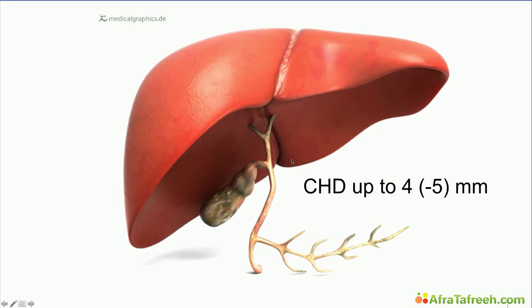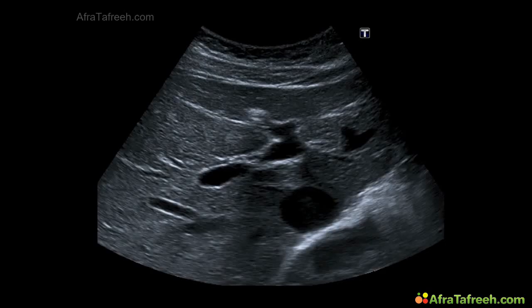We scan the porta hepatis. This is the area we have to scan. And on the sonographic image, this is the region of interest. So, our jumping deer is displayed on the screen.